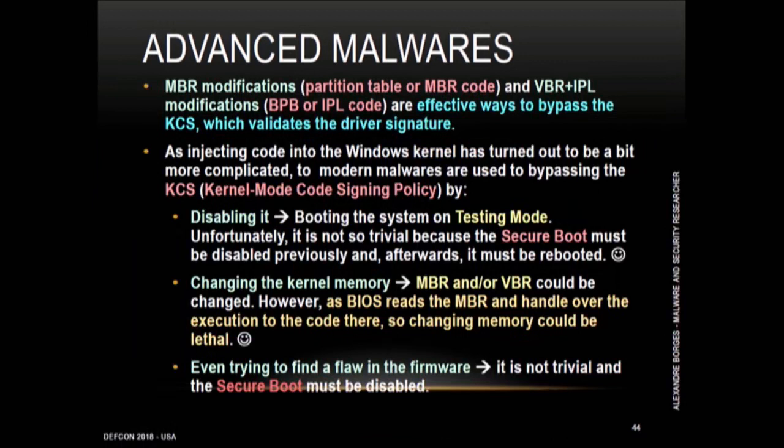MBR modifications and VBR modifications are effective ways to bypass KMCS, the kernel mode code signing policy. KMCS is responsible for validating the driver signature. So there are some ways to bypass KMCS. Disable it, or put Windows in test mode, but in this case, secure boot must be disabled. Change the kernel memory, it's so easy. Or even try to find a flaw in the firmware. In this case, again, secure boot must be disabled.